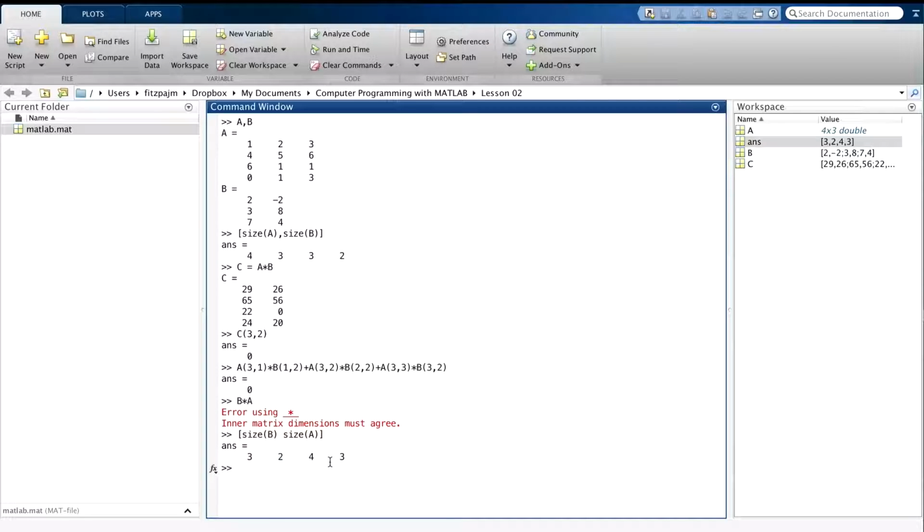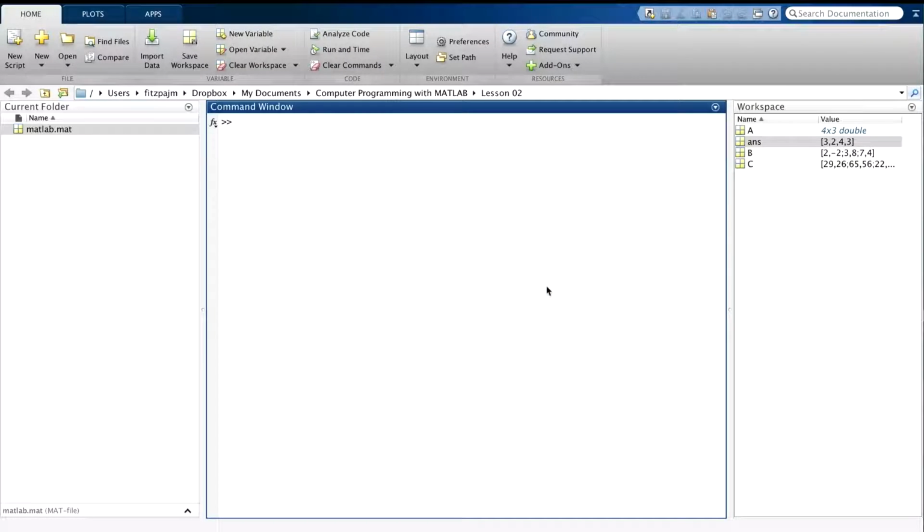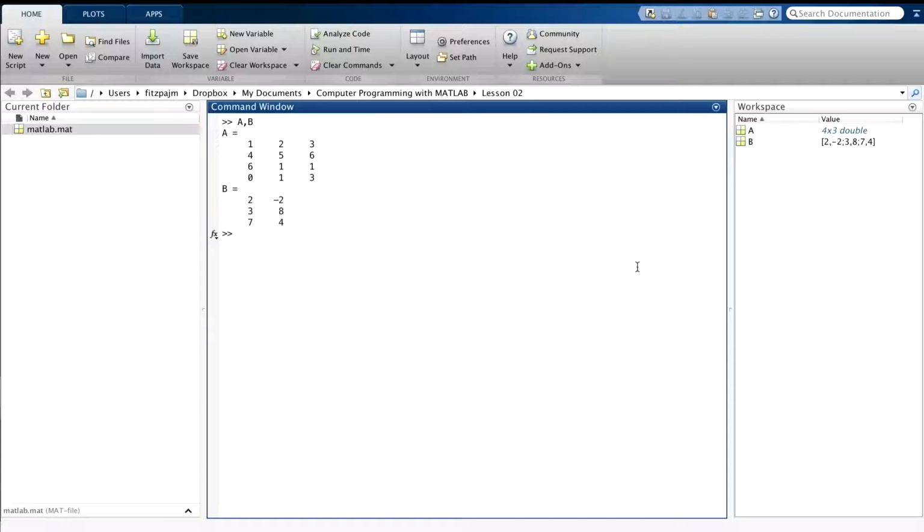So that's how matrix multiplication is carried out. But when might you want to use matrix multiplication? Well, let's clear the screen. There, nice and tidy. And look at an application. We'll use the same 2 matrices, A and B. And here they are again, A, B.